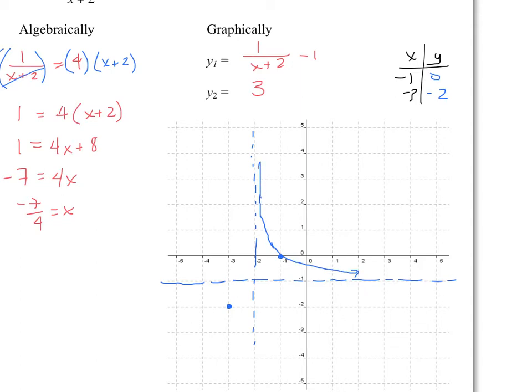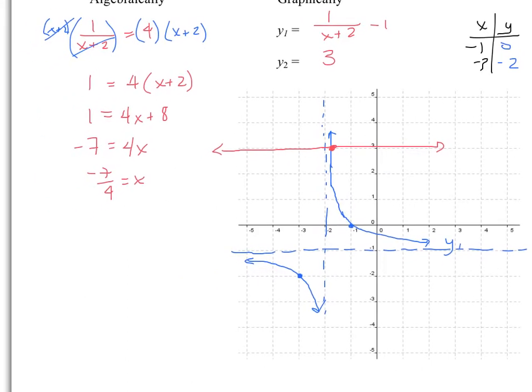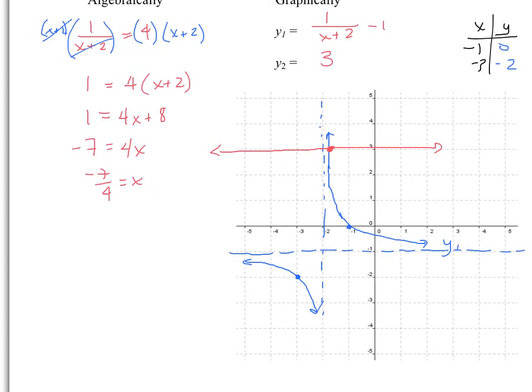I'm going to keep going here. And got that. So this is y1. And now the graph y equals 3 is just the horizontal line here, right? And we cross at this point. So that is the point that we found algebraically, negative 7 over 4, which is negative 1.75, which does correspond pretty well to our graph.